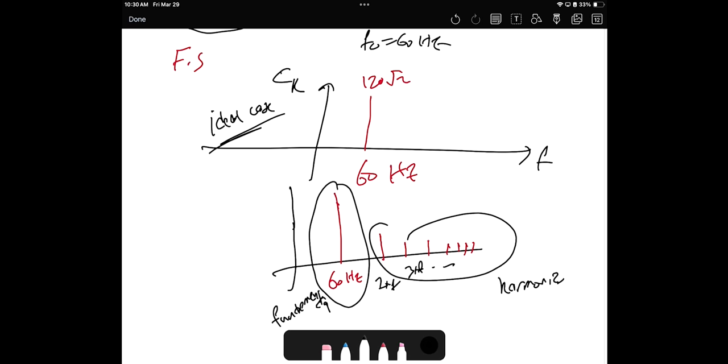Or the other thing, what are the sources of these harmonics? We know the power is being generated from the generator. The generator will produce a sinusoidal waveform, which is cosine. What are the sources of these harmonics? What do you think this comes from?